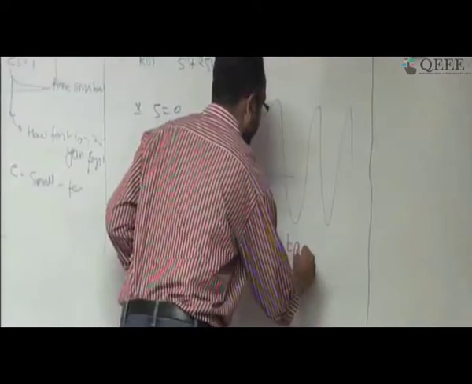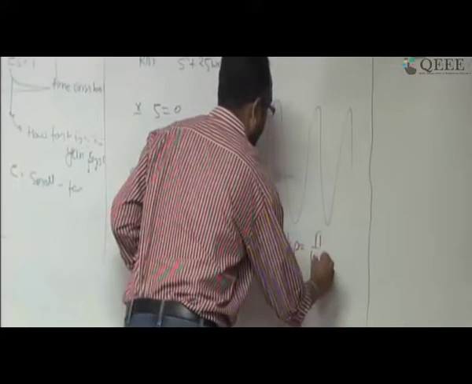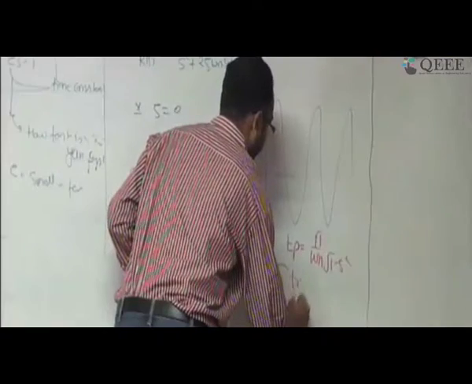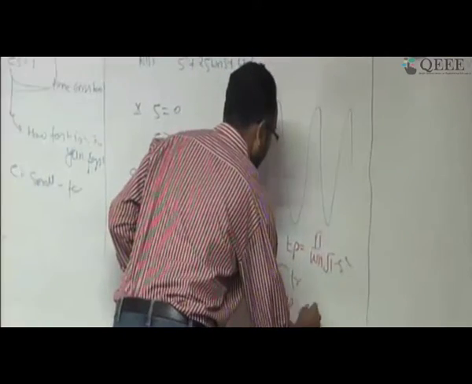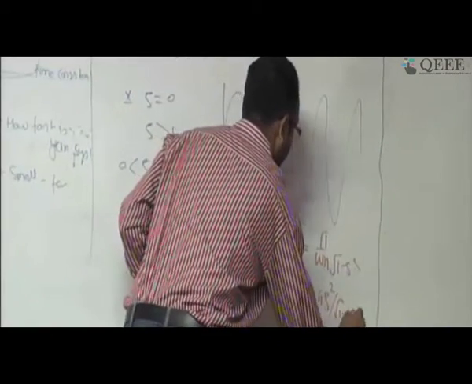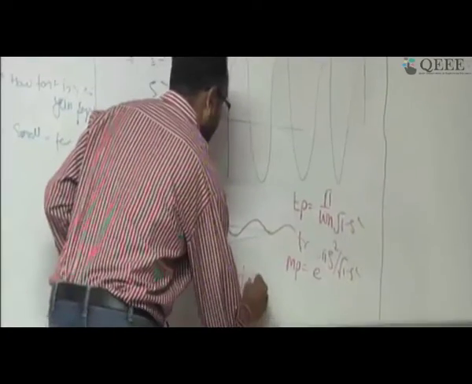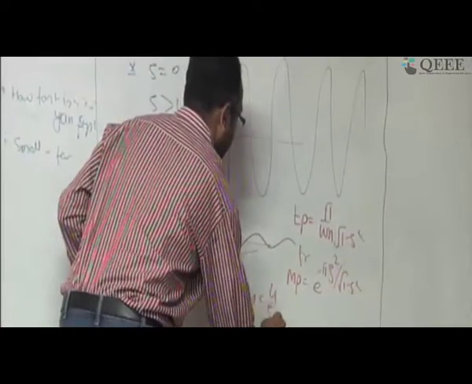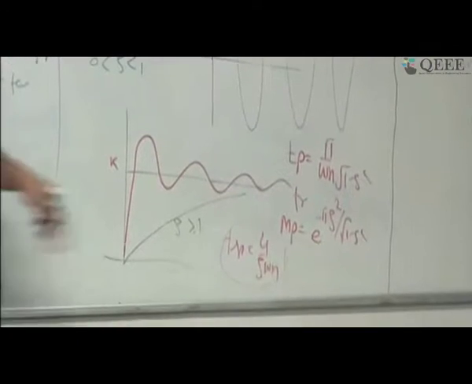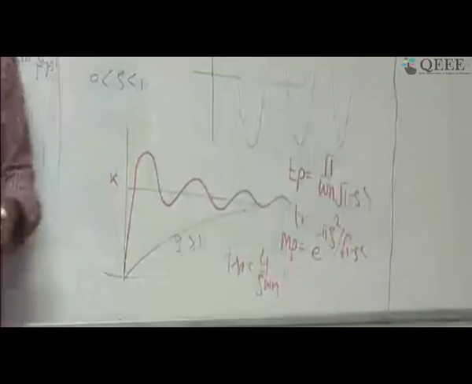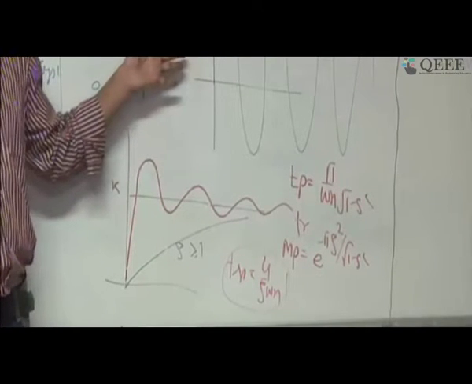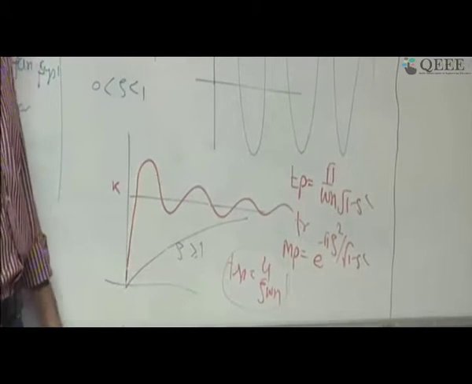One is peak time, pi by omega n square root of 1 minus zeta square. Then there is rise time. Then there is maximum overshoot, e to the power minus pi zeta by square root of 1 minus zeta square. And there was settling time, 4 by zeta omega n. Please try to remember these 4 relations that we discussed in the last class. This is the way we can quantify the dynamic response of a typical second order system.